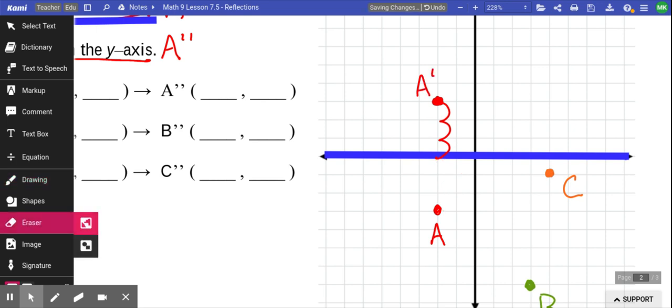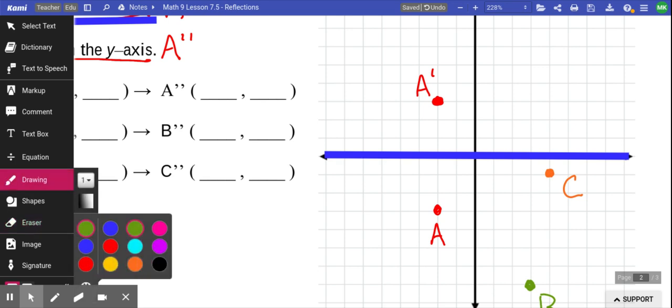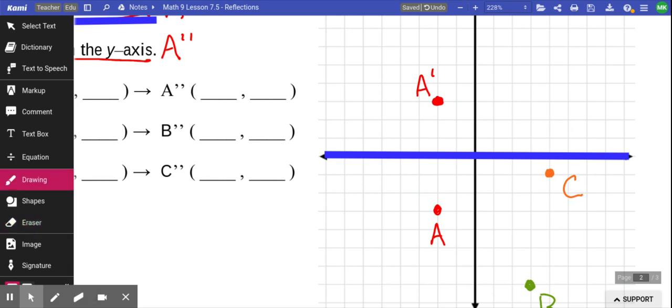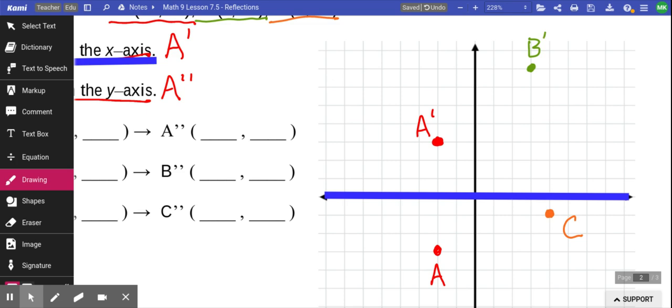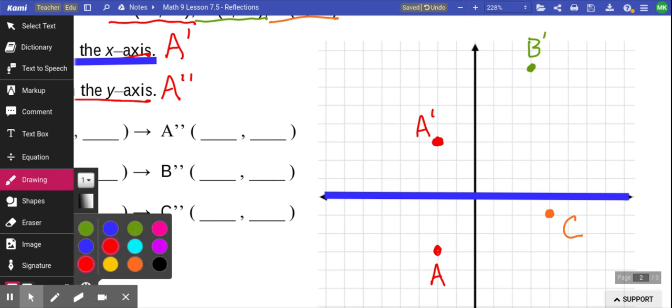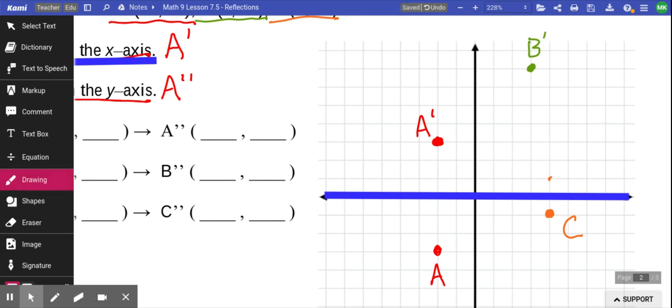I can do the same thing for C and B. B is 7 away, I believe. 1, 2, 3, 4, 5, 6, 7 away. So I need to go 7 up. 1, 2, 3, 4, 5, 6, 7 away. So B prime is now up there. And C, if I look, is 1 away. That means C prime should be 1 away, like that.